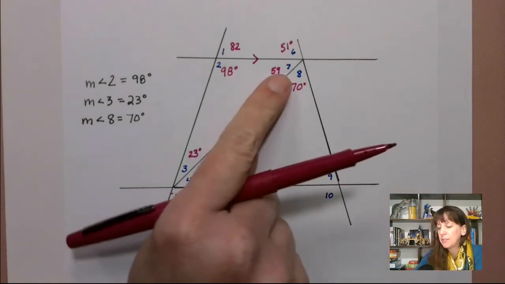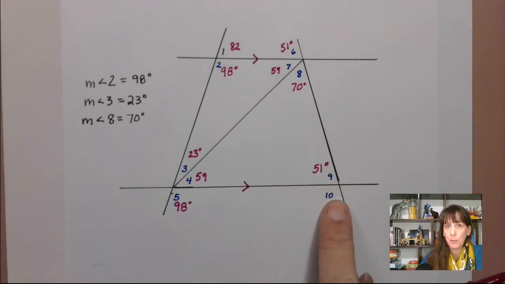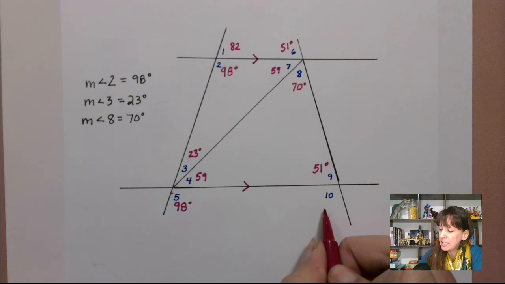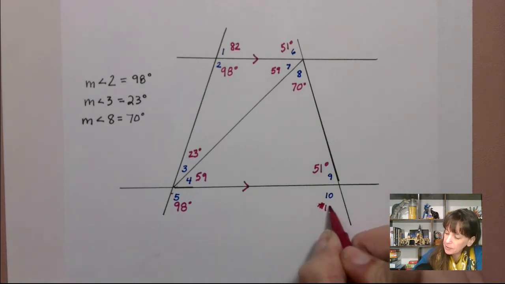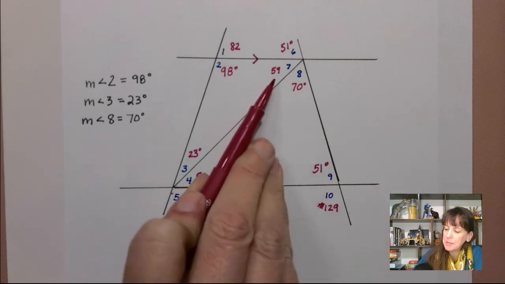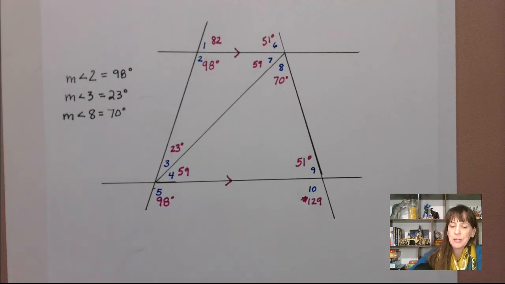Again, 7 and 8 are corresponding with 10, or you can do the linear pair to make it 180. Either way, we end up with 70 degrees. Let's see, 180 minus 51 is going to be 129. I messed that up earlier. 129, and that's the same as 59 plus 70, which gives us 129 degrees as well. So hopefully that makes sense. If you have any questions, let your teacher know. Otherwise, we will see you next time.